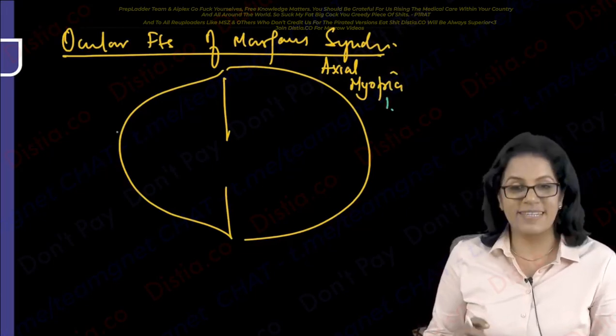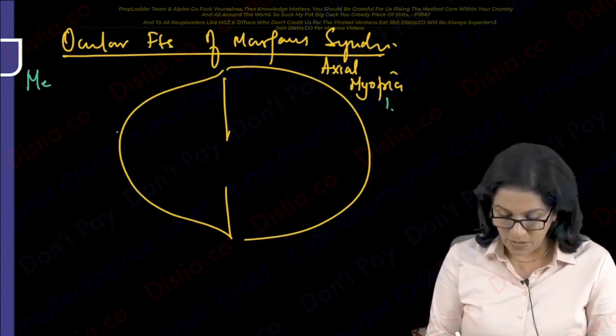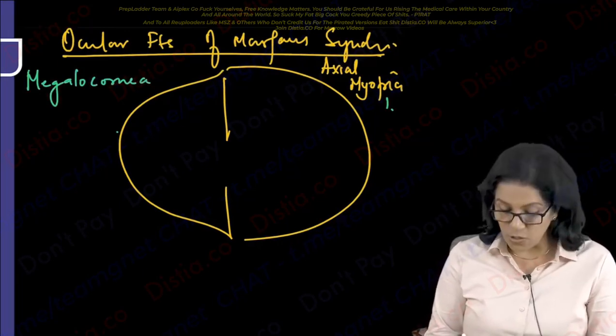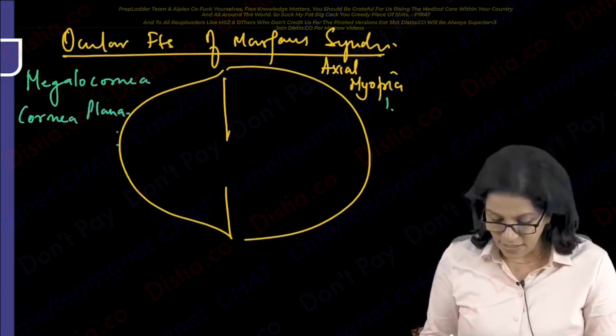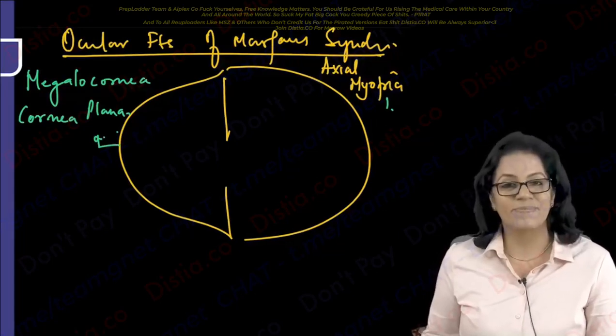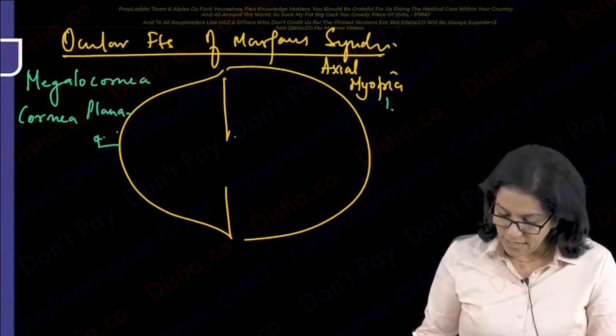Secondly, naturally there will be stretching of the cornea if the eyeball is stretching. So what you get here is megalocornea. And also the curvature is less, which is called cornea plana. So these are the two findings in the cornea that we get. What else will I get? Of course, we get ectopia lentis, which is superotemporal.